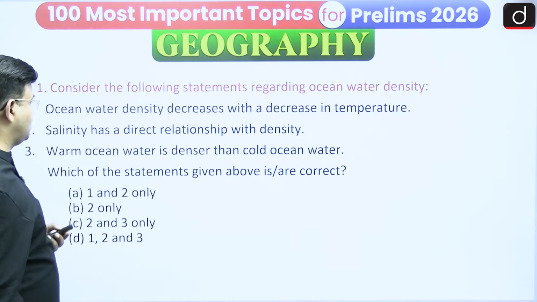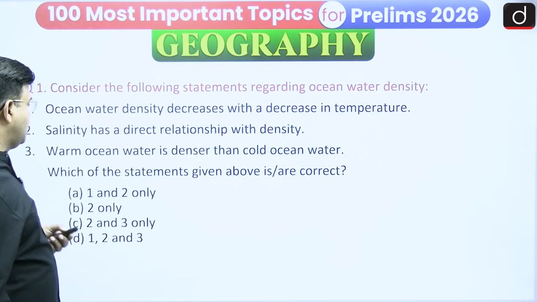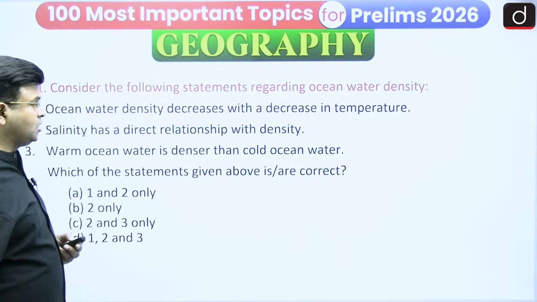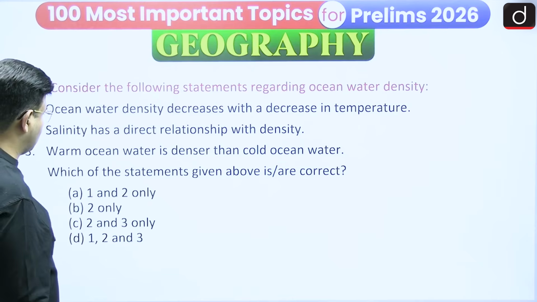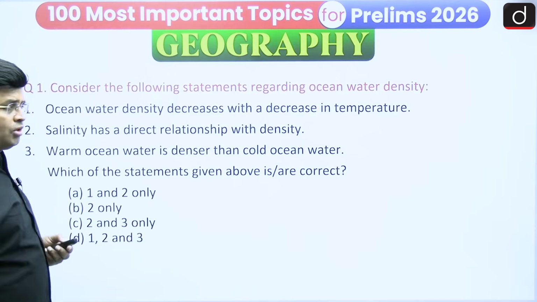I have said it is in which kind of relation. Salinity has a direct relationship with the density, second statement. And then third statement, warm ocean water is denser than the cold ocean water. Warm ocean water is colder. So you have to answer this question accordingly, and I am waiting for your answers.